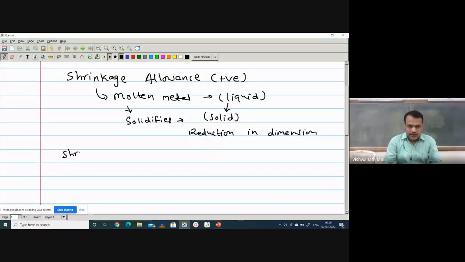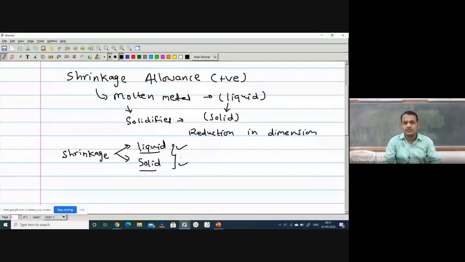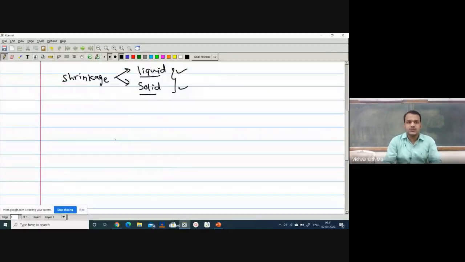Now, actually, there are two types of shrinkages. One is liquid shrinkage and the second is solid shrinkage. Do you know about this liquid and solid shrinkage? What is liquid shrinkage and what is solid shrinkage? We need to take care of both these shrinkages. Let's see these two shrinkages with a simple example.